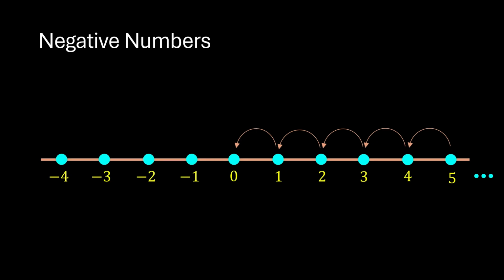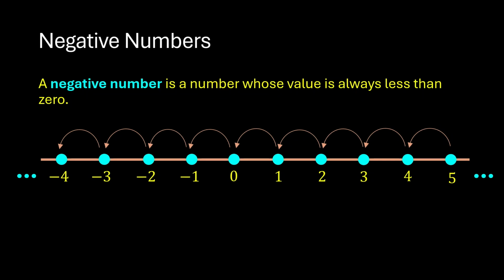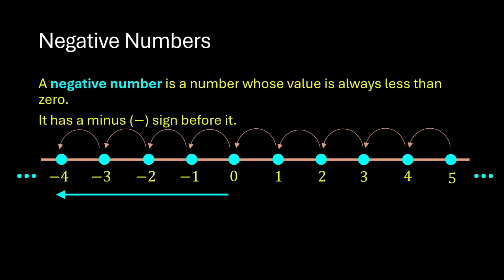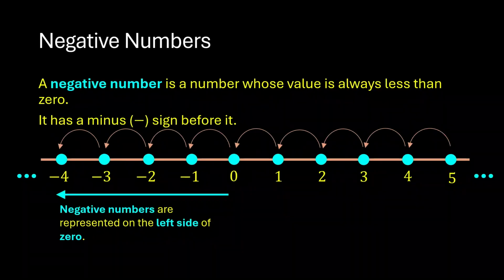If we move to the left of 0, so for example here, if we jump 1 to the left, we're at -1, then -2, then -3, then -4, and so on. A negative number is a number whose value is always less than 0. It has a minus, or the symbol dash, sign before it. So negative numbers are represented on the left side of 0.